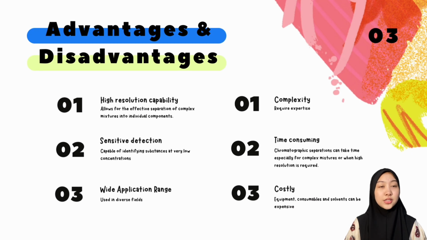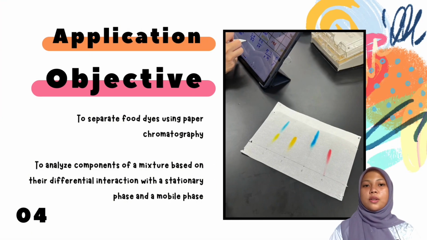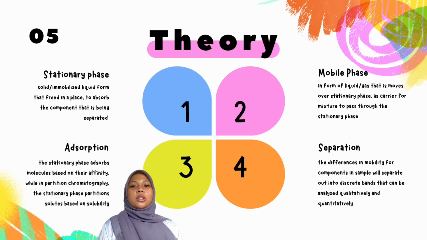The objectives of the chromatography experiment: the first one is to separate food dyes using paper chromatography. The second one is to analyze components of a mixture based on their differential interaction with a stationary phase and a mobile phase. Theory of chromatography: the stationary phase, in solid or liquid form, is fixed in place to absorb the component that is being separated. The mobile phase, in the form of liquid or gas, is moved over the stationary phase as a carrier for the mixture to pass through the stationary phase.